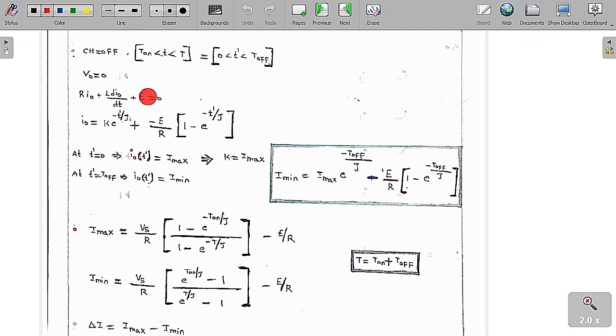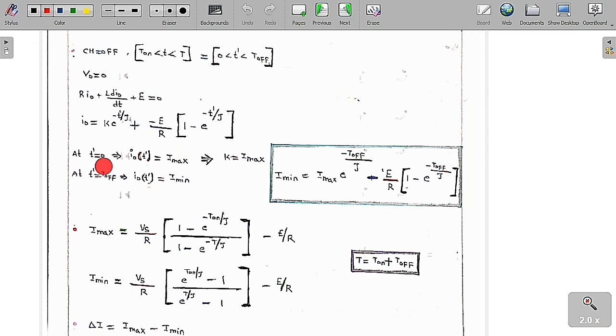So now I want to write the time domain expression. V naught of T is equal to I naught of T into R plus L into D I naught of T by dt plus E, but V naught is equal to 0. So here also we are going to get the complementary solution and also the particular solution. So complementary solution is in terms of T dash, we are going to write I naught is equal to K into e to the power of minus T dash by tau plus minus E by R into 1 minus e to the power of minus T dash by tau.